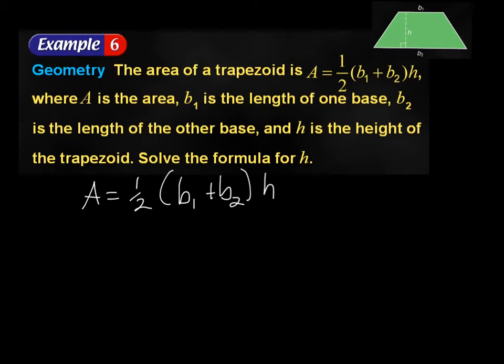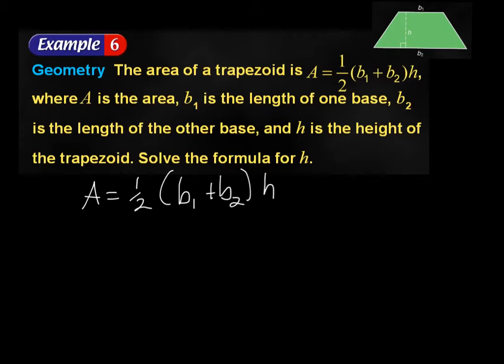The area of a trapezoid is 1/2 the sum of the bases times the height, where A is the area, B sub 1 is one base, and B sub 2 is the length of the other base. And H is the height of the trapezoid. Solve the formula for H.